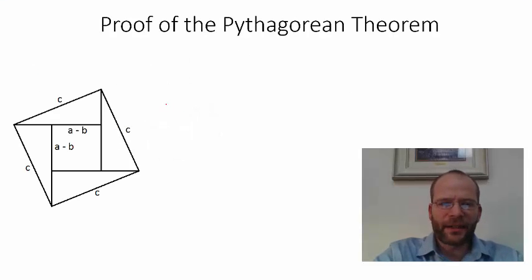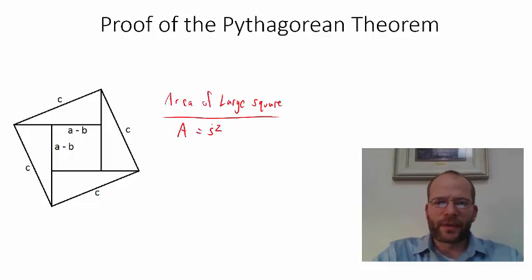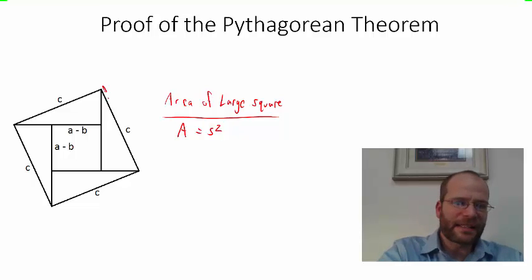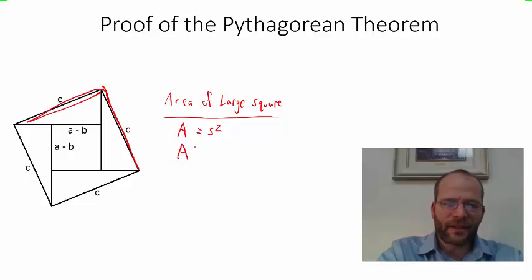We can see that the area of the large square is equal to C squared. We know that because the area of a square is equal to the square of the sides. And since the sides of the square are equal to C, then the area of the large square is equal to C squared.